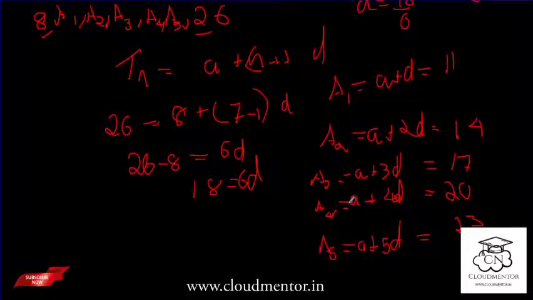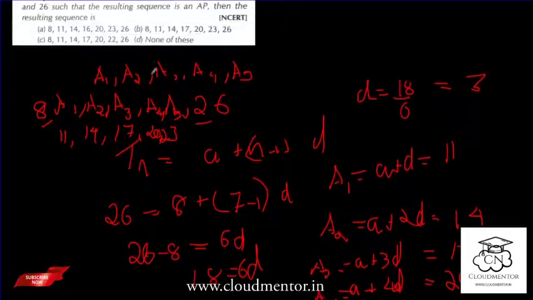Now we got the sequence: in the place of A1, that is 8, A2 is 11, then 14, 17, 20 and 23. So this is the sequence. Which one of the options matches with it?